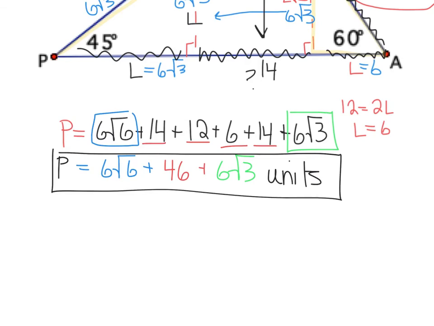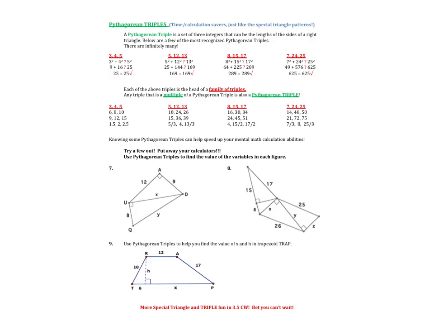All right. Okay, so the last thing we're going to talk about here is Pythagorean triples. And what those are is they're just time and calculation savers, just like special right triangles. You should be able to recognize the pattern and then not have to do the Pythagorean theorem. You could just use Pythagorean triples to find missing side lengths. Okay, so here are a few of the most popular Pythagorean triples that you'll see, like a 3, 4, 5, a 5, 12, 13, an 8, 15, 17, and a 7, 24, 25.